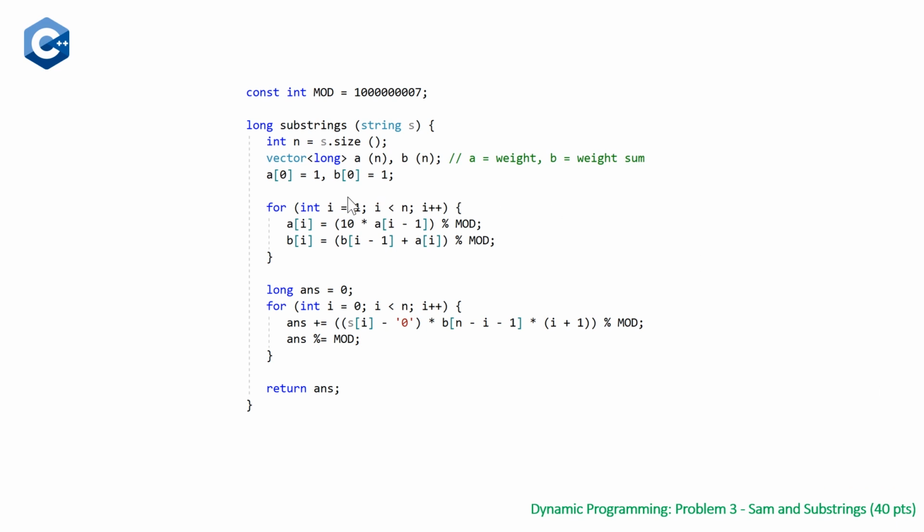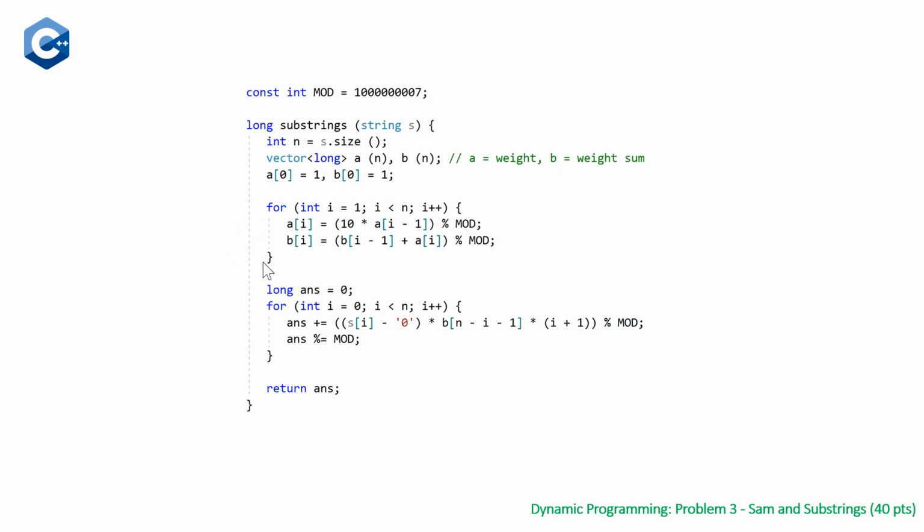We have our function substrings, once again, that just takes a string s. So we're initializing an integer n to be the size of our string s, and then we're declaring two vectors, which we're going to call a and b. A is going to store just the multiples of 10, so 1, 10, 100, 1,000, and then b is going to be the sum of these weights. So you're going to end up with the 1, 11, 111, and 1,111 in your vector b. And we have to do some initialization here so that we don't end up with just all zeros.